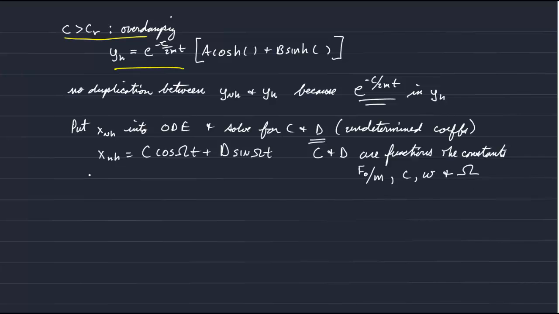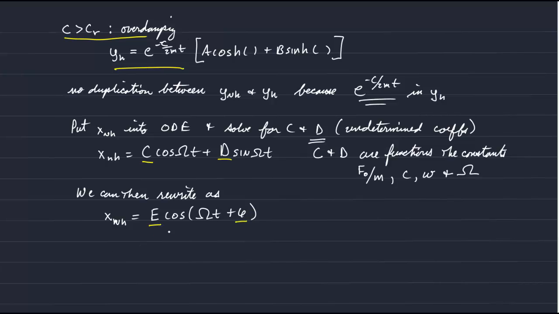And we can then rewrite this into a single harmonic function. We can rewrite this in terms of E cosine capital omega t plus phi. So our two constants C and D are now related to the new constants E and phi.